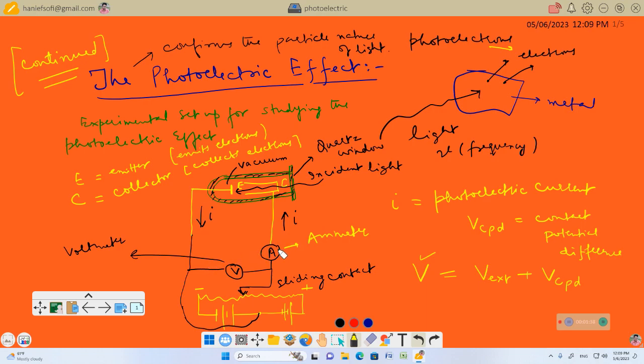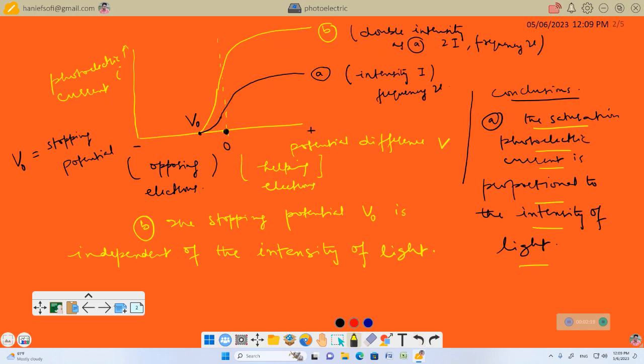Now we establish a potential difference across the emitter and collector by means of this potentiometer or battery. Then we said that the voltage across the emitter and collector is the algebraic sum of two voltages. One is the externally applied voltage, which is read by the voltmeter, and second is the contact potential difference, because the emitter and collector are made up of different materials, so there is some contact potential difference between them. Then we discussed some experimental findings.